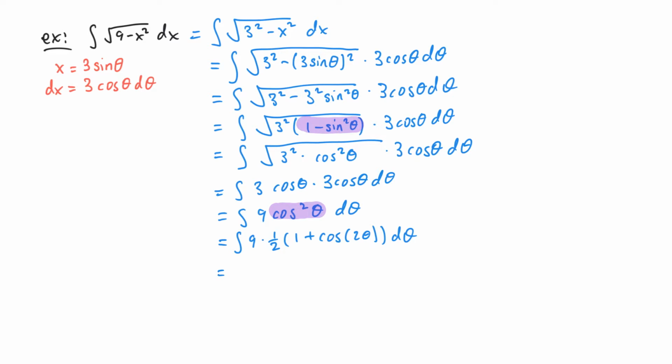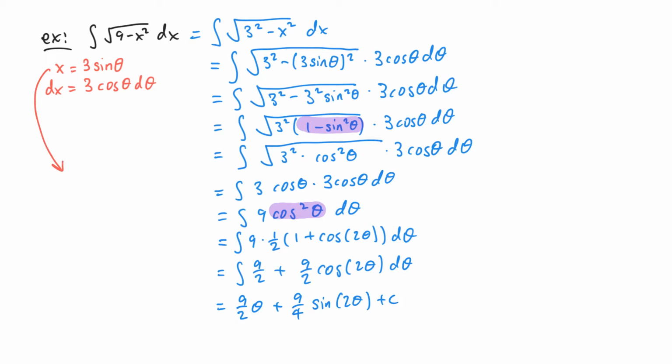Distributing the 9/2, we get the integral of 9/2 plus 9/2 cosine 2 theta d theta. The antiderivative here gives us 9/2 theta plus 9/4 sine of 2 theta plus c. Now all we have to do is write this back in terms of x. Now in the beginning, we said that x is equal to 3 sine theta. So we can solve for theta here.